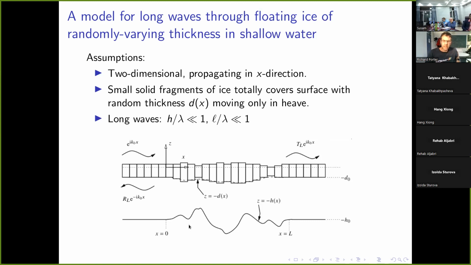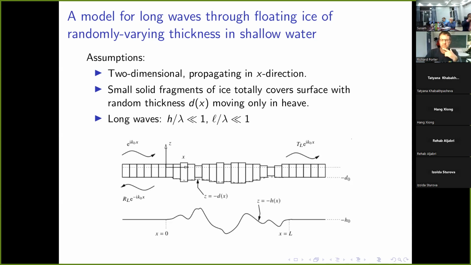So I have a flat bed, and then I model the broken ice by chunks of, conveniently, of course, this doesn't look like real ice, but this is my mathematical model, rectangular blocks of ice which totally cover the free surface, and they're free from each other so that they can move independently, only in heave in the vertical direction. Okay, so these are masses of ice which can bob up and down in the free surface.